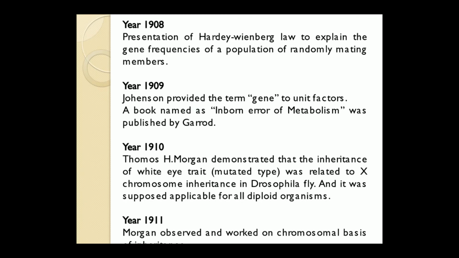In the year 1909, Johannsen provided the term gene for unit factors, and after that, in 1910, Thomas Morgan demonstrated that the inheritance of the white eye trait was related to X chromosome inheritance in Drosophila. This was the beginning of Drosophila genetics, which is still going on. In 1911, Morgan observed and worked on the chromosomal basis for the development of Drosophila.